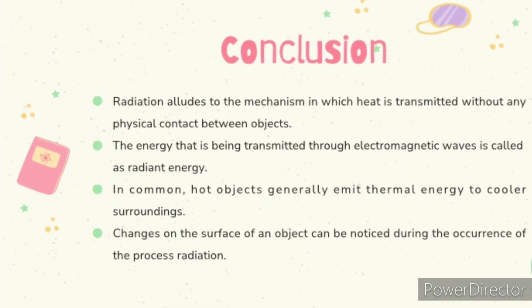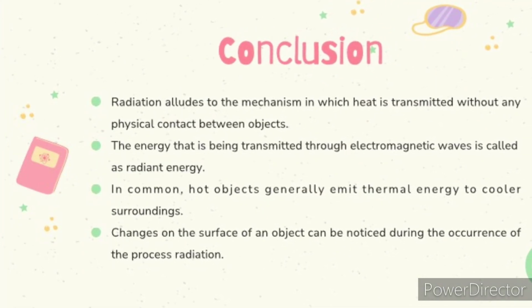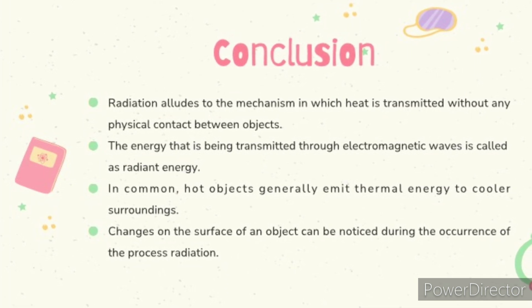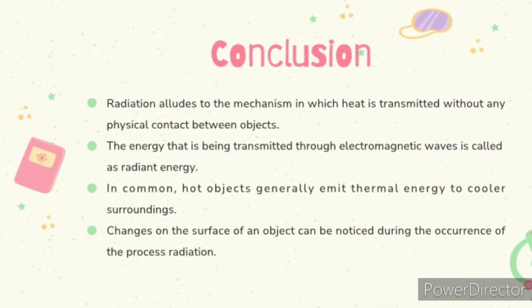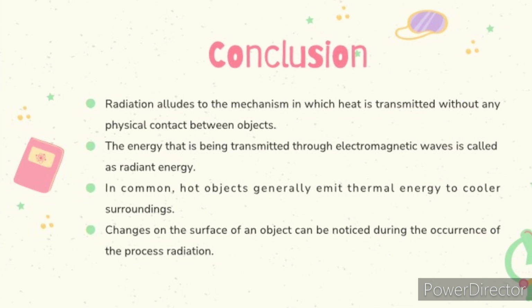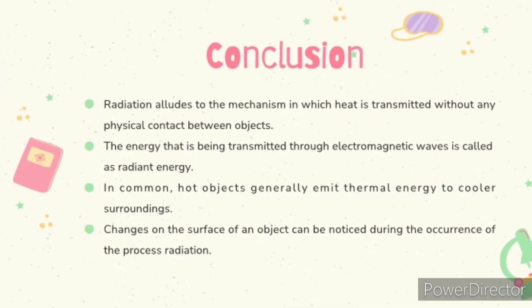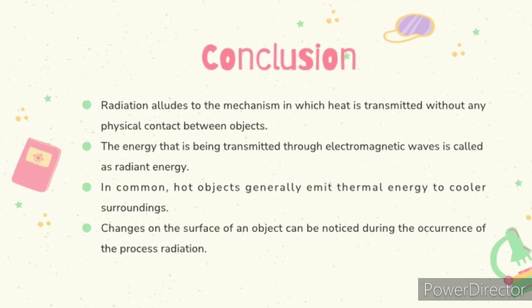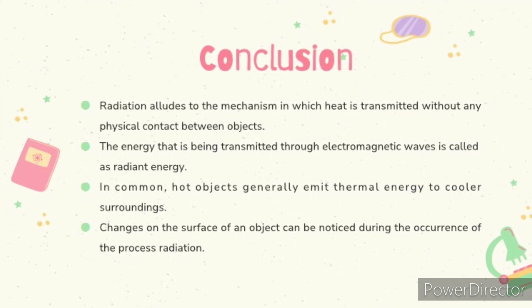In conclusion, radiation alludes to the mechanism in which heat is transmitted without any physical contact between objects. The energy that is being transmitted through electromagnetic waves is called radiant energy. In common, hot objects generally emit thermal energy to cooler surroundings.